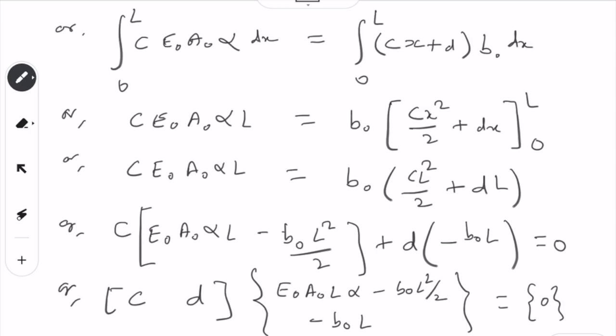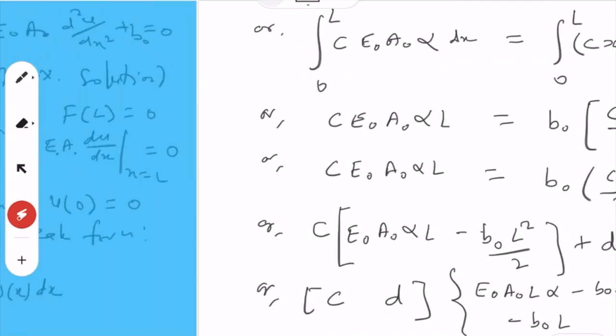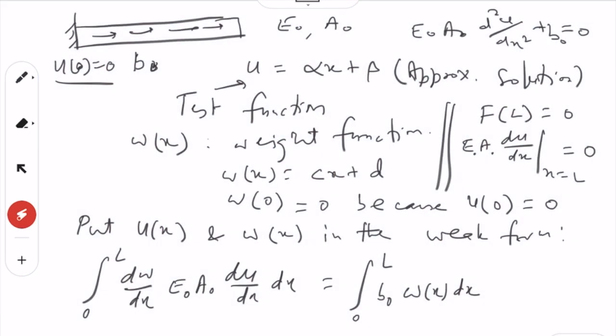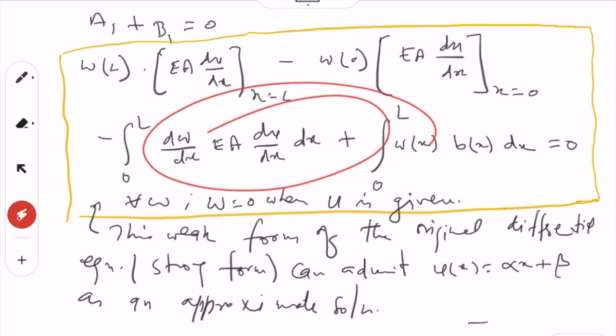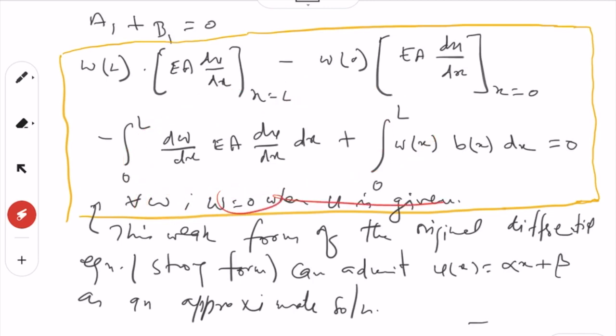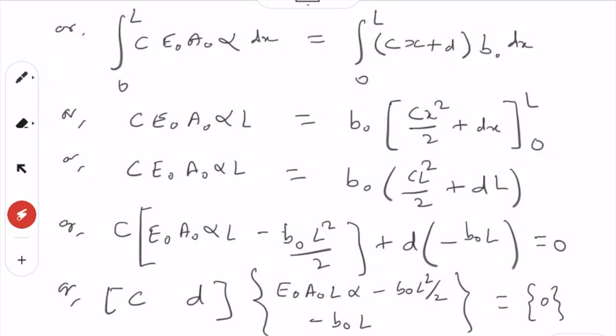Okay. Now, the thing is C and D are arbitrary. Regardless of what values of C and D you choose, our equation is valid. So, this equation is valid for any W, for all W. What we have to do here is basically get rid of this.